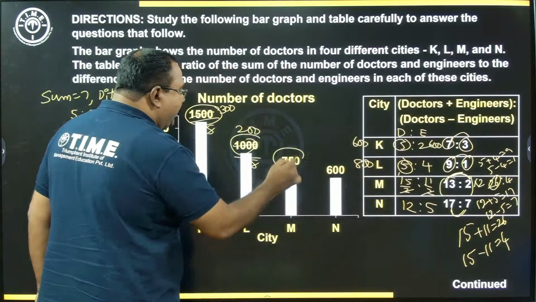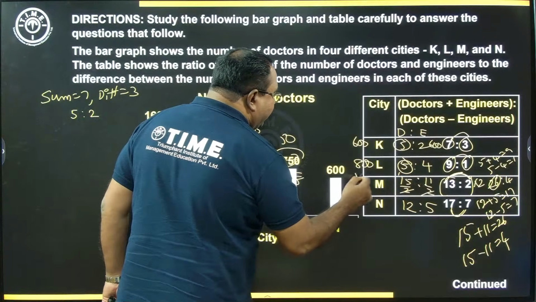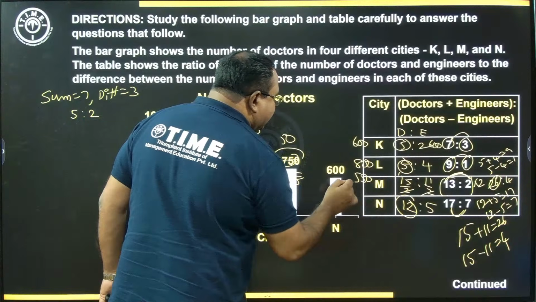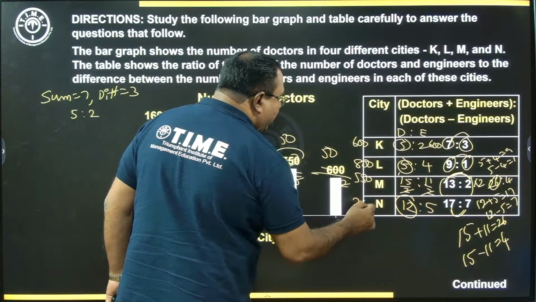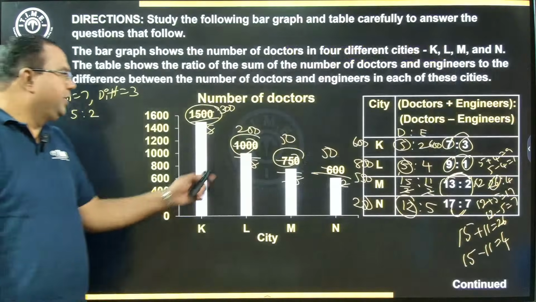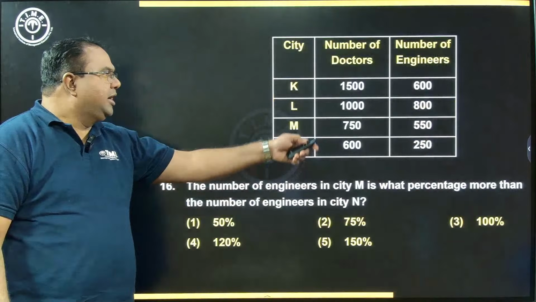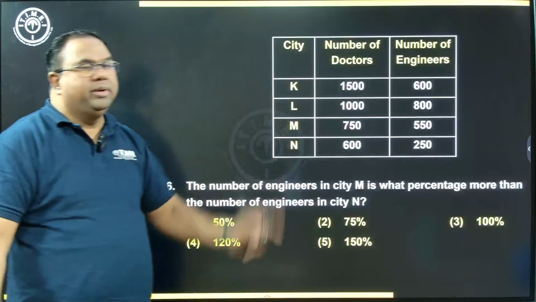15 parts 750. 750 by 15 doctors, each part 50. 11 into 50 is 550. 12 parts 600. By 12 I do 50. 50 into 5, 250. I got my engineers also. See, this is my number. Doctors 1500, 1000, 750, 600. Engineers 600, 800, 550, 250. I got all my numbers.